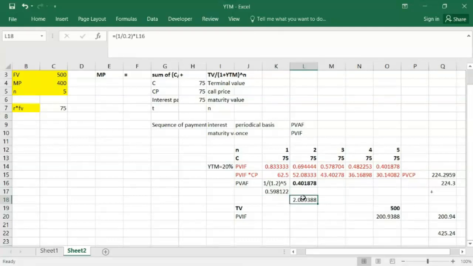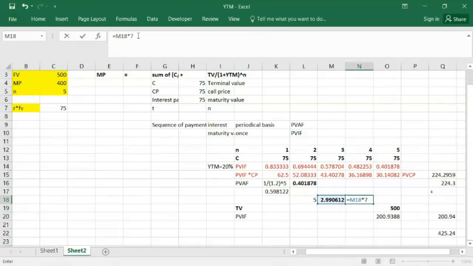What I can do is 1 divided by r multiplied. What is 1 divided by r? It is 1 divided by 0.2, which is a multiplication factor of 5. This is multiplied with 0.59, and you get 2.99612. This value is multiplied with the coupon payment.